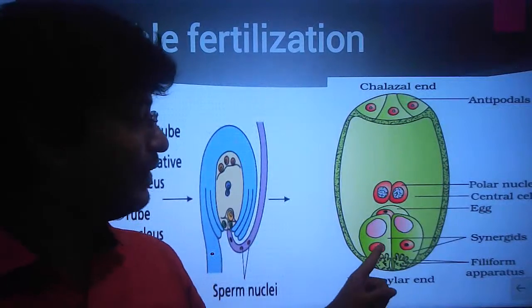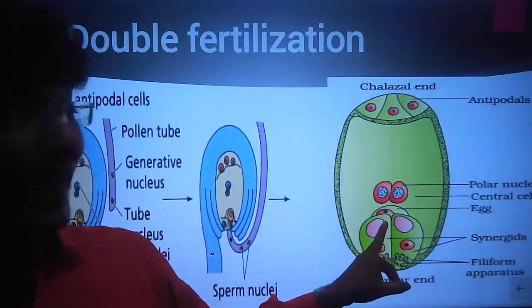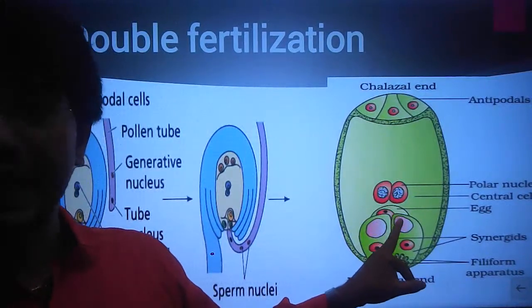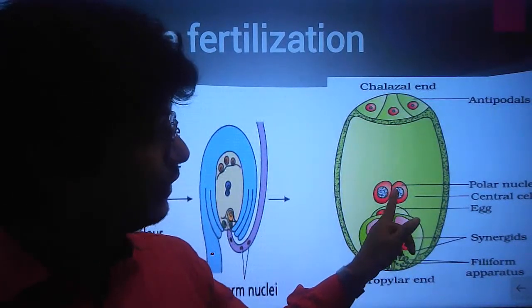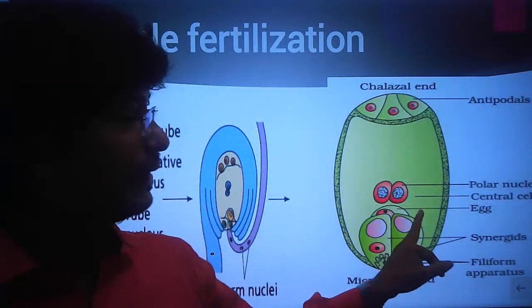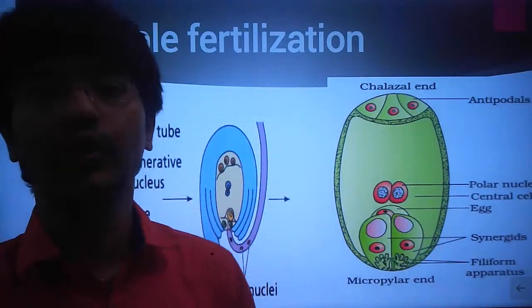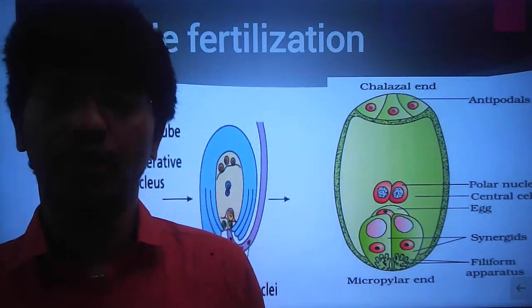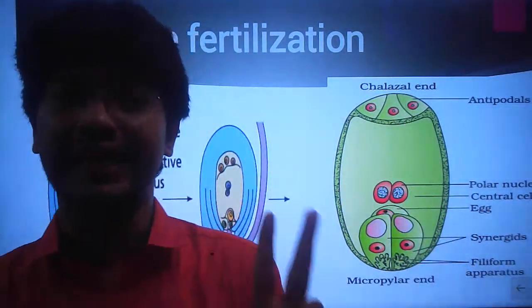One male gamete will fuse with the egg cell, and this forms a zygote. The other male gamete which is coming forward goes and fuses with the polar nuclei. So the egg plus the male gamete forms a zygote, and the one fused with the polar nuclei will form the endosperm. And in the same embryo sac, you could see 2 fertilizations take place.